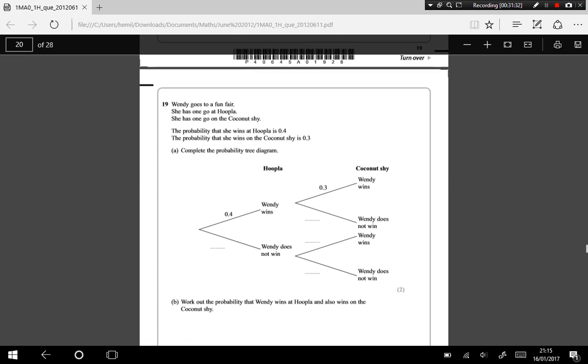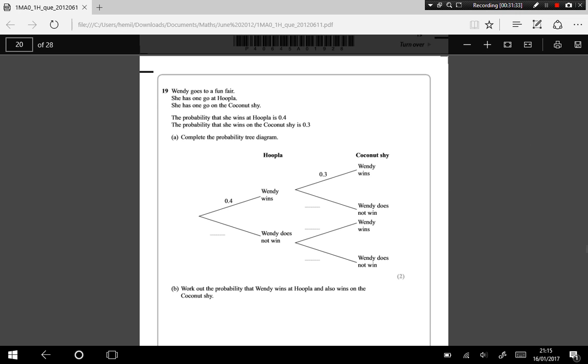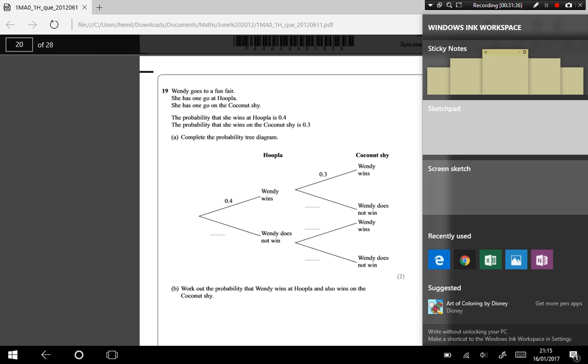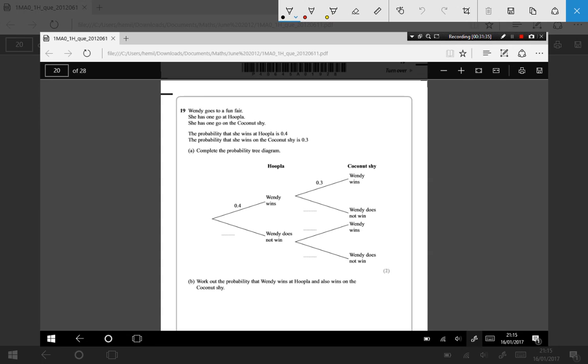Alright, next question. Work out the probability tree diagram. So let's just draw that out now. Complete the probability that she wins at hoopla is 0.4. So the chance of not winning is 0.6, because you do 1 minus 0.4, which is 0.6. 1 minus 0.3 is 0.7. So it says 0.3 Wendy wins, and again 0.7 she doesn't win.